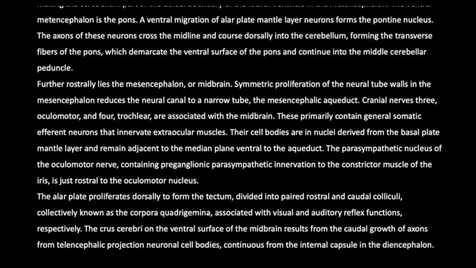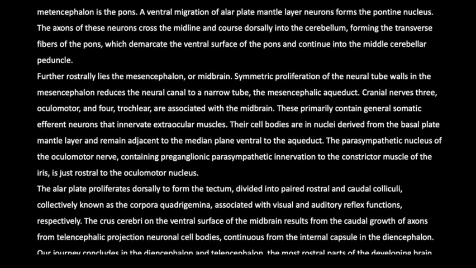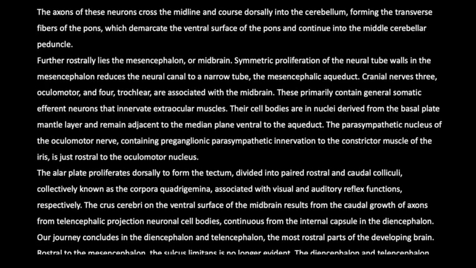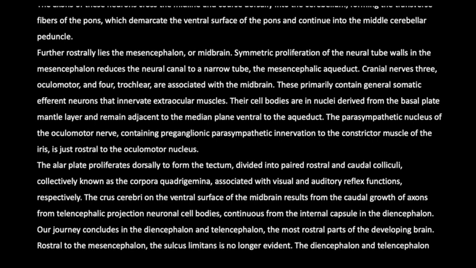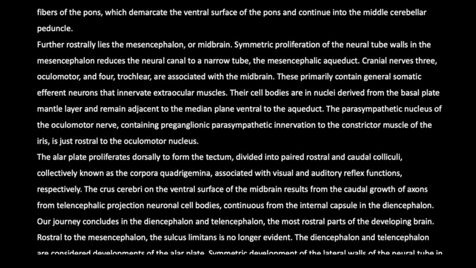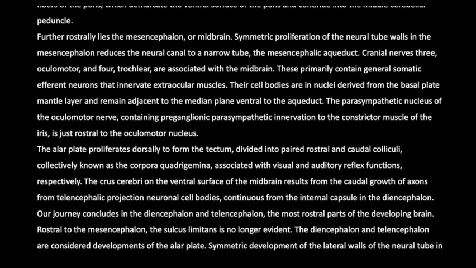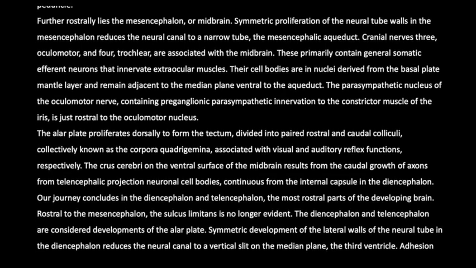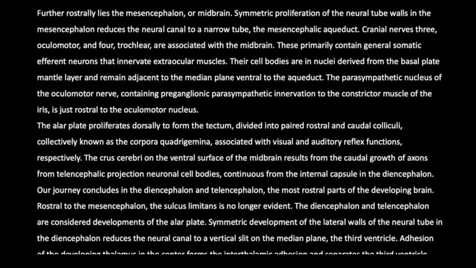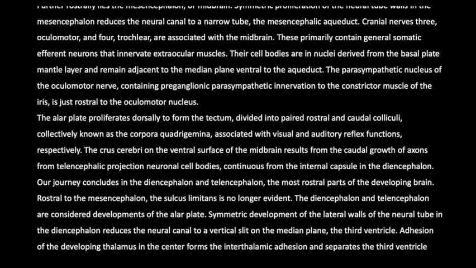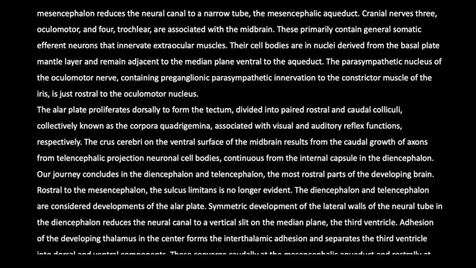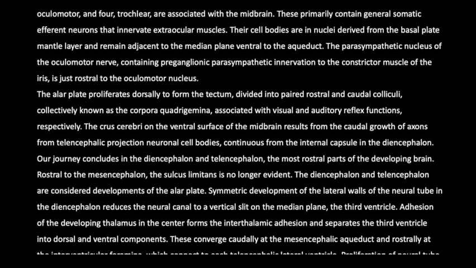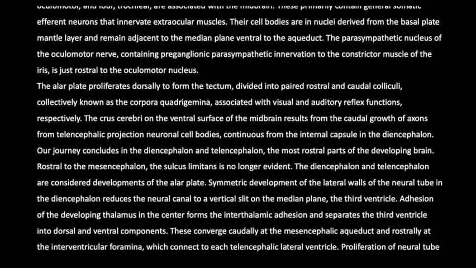Further rostrally lies the mesencephalon, or midbrain. Symmetric proliferation of the neural tube walls in the mesencephalon reduces the neural canal to a narrow tube, the mesencephalic aqueduct. Cranial nerves 3, oculomotor, and 4, trochlear, are associated with the midbrain. These primarily contain general somatic efferent neurons that innervate extraocular muscles. Their cell bodies are in nuclei derived from the basal plate mantle layer and remain adjacent to the median plane ventral to the aqueduct. The parasympathetic nucleus of the oculomotor nerve, containing preganglionic parasympathetic innervation to the constrictor muscle of the iris, is just rostral to the oculomotor nucleus.